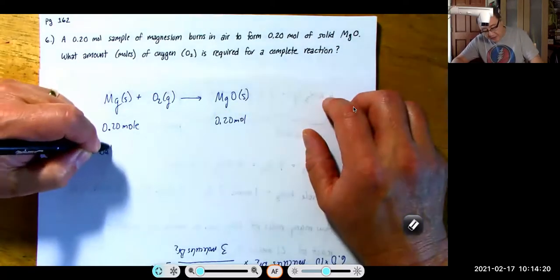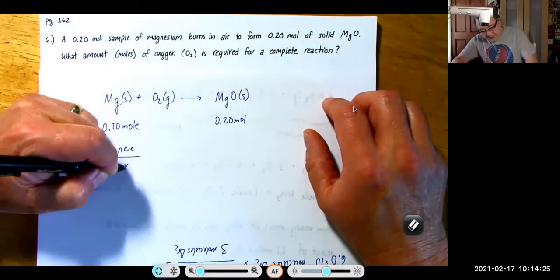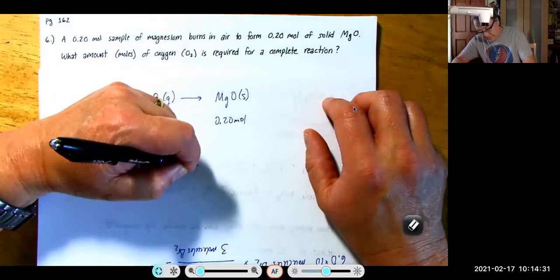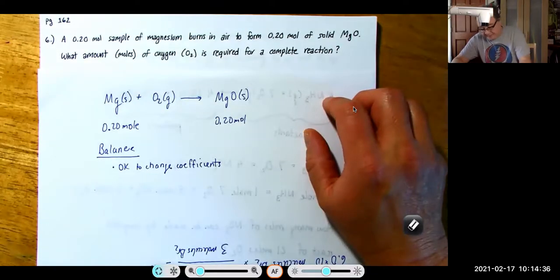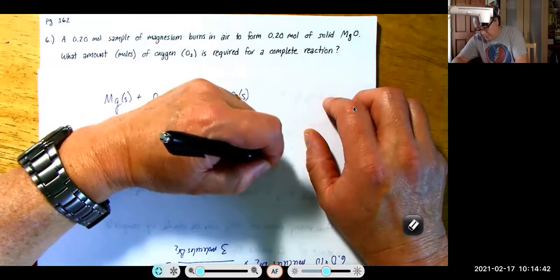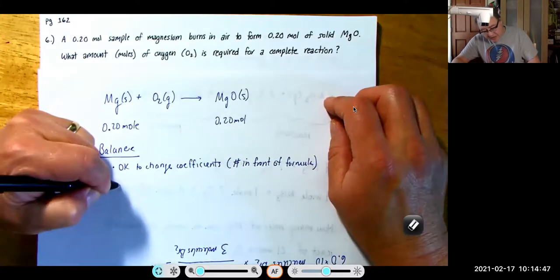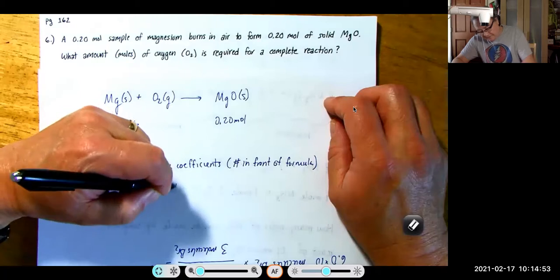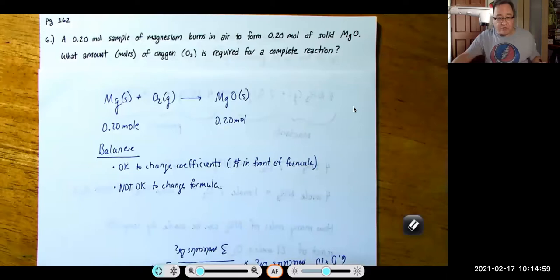And when you balance, you only have 2 rules. Rule 1, it's okay to change coefficients. A coefficient is the number in front of the formula. And it's not okay to change the formula. 2 rules, a do and a don't, if you will.